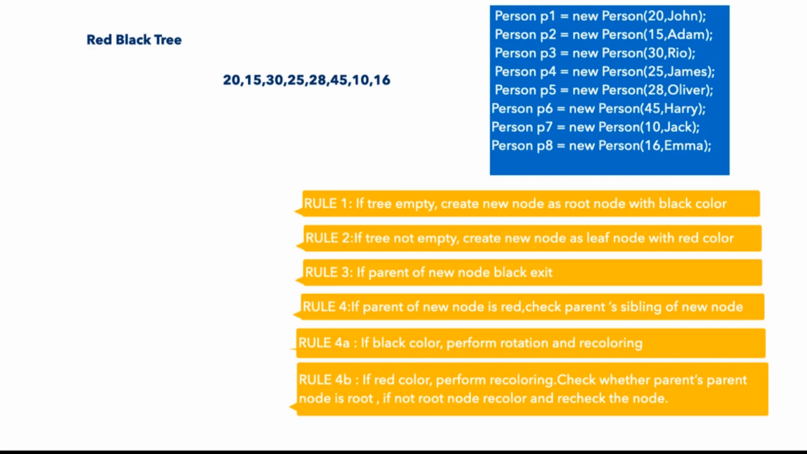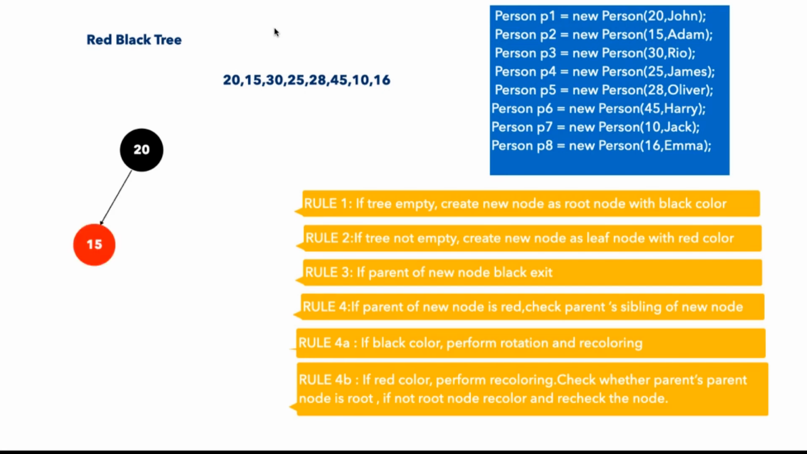First element is 20. As 20 is the first element and tree is empty, it follows the rule 1. Create new node as root node with black color. Step 2. The next element is 15. 15 is smaller than 20, so it will become the left child for node 20 and it satisfies the rule 2. If tree not empty, create new node as leaf node with red color.